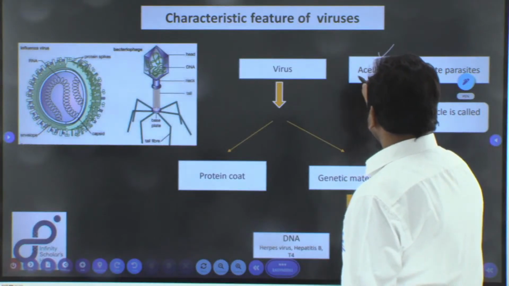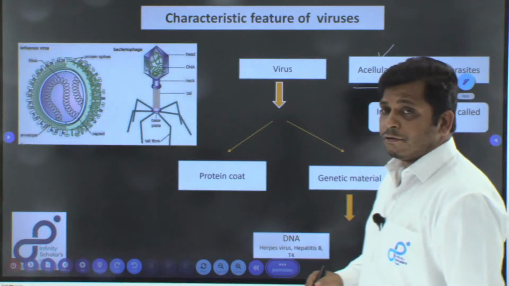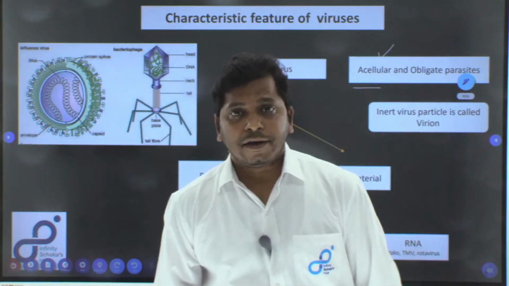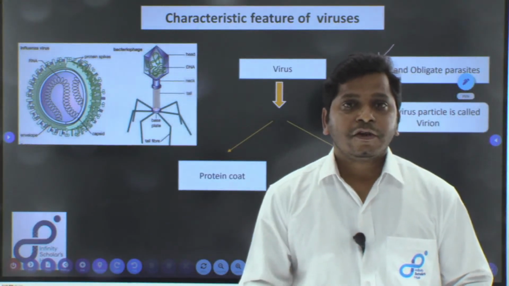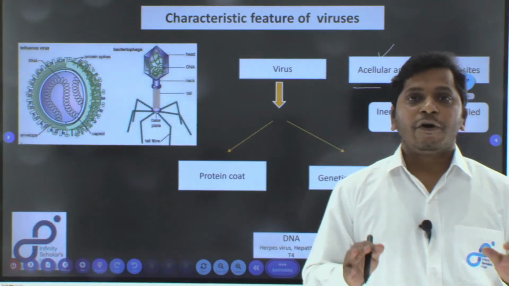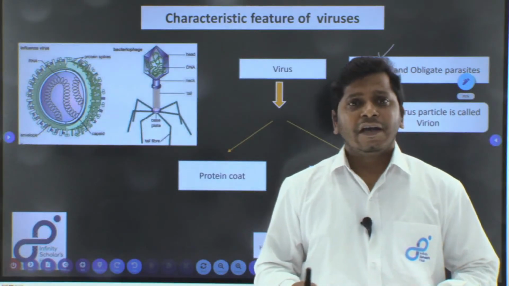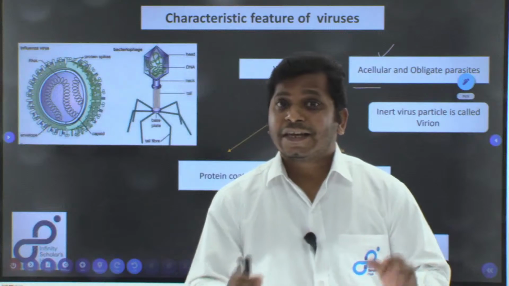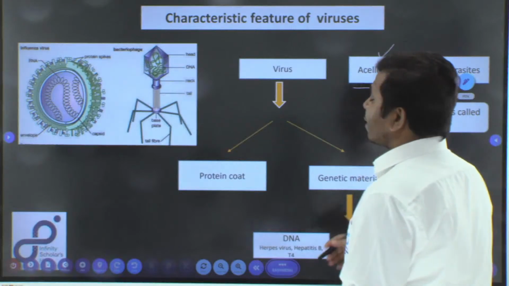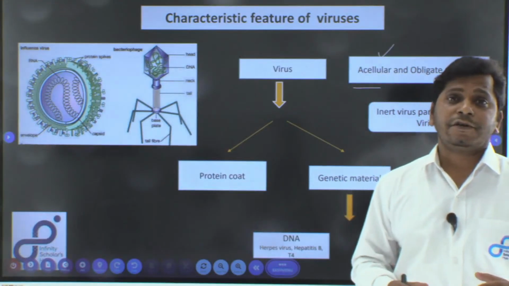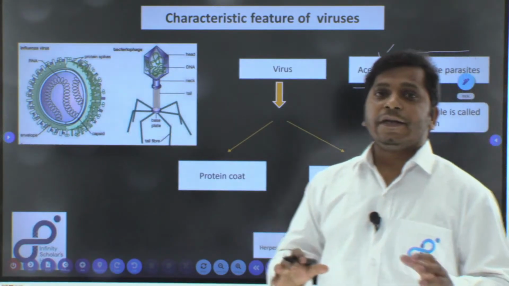They are acellular in nature, they do not have any cellular structure, and as they are acellular, therefore they are obligate parasites. Obligate parasite means they are completely dependent on the host for survival. They cannot live on their own, because a cell structure is essential for metabolic processes. As they do not have a cell based structure, they cannot do metabolism. As metabolism cannot be done, they have to depend on other organisms for survival. Therefore they are called obligate parasites. Obligate means they are completely dependent on the host.